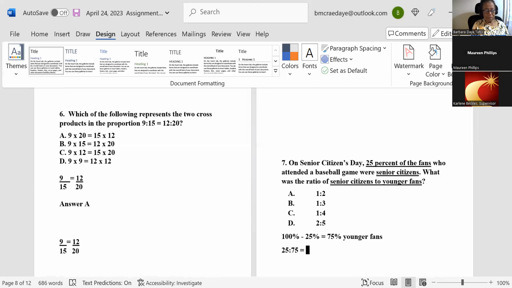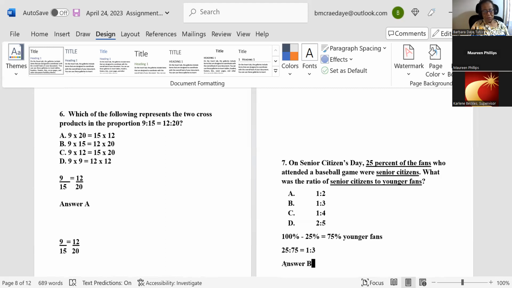Simplify. What number goes into 25 and also goes into 75? 25. That's right. So 25 into 25 is what? 1. And 25 into 75 is 3. That's it. So what's your answer? One third. That's right. So what's your answer? One third. A, B, C, or D? B. That's it. Answer B.